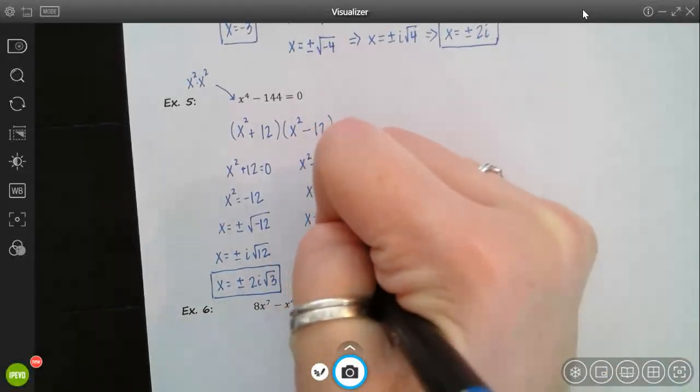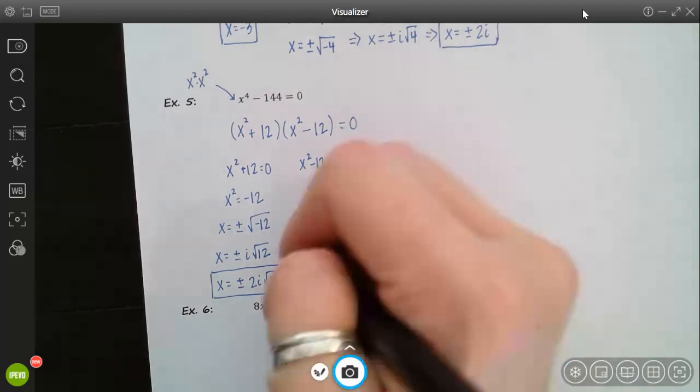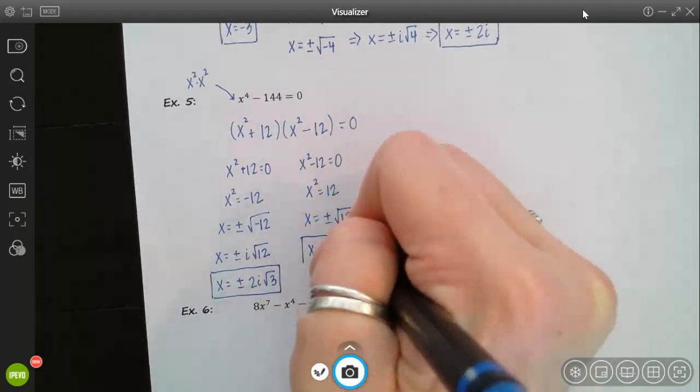And again, two solutions here, two solutions here. That's going to give us the 4 solutions using our fundamental theorem of algebra.